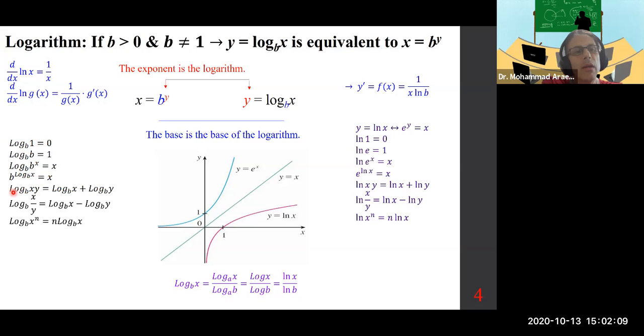The next ones are called the product rule, the quotient rule, the power rule. Notice the same thing when we have base e: y equals ln x, e to the power of y equals x, and it repeats accordingly. I hope you remember that for the common log, the base is 10, and this is known as the change of base formula. Log x base b is log x over log b. Now you can choose any base a or base 10 or base e.